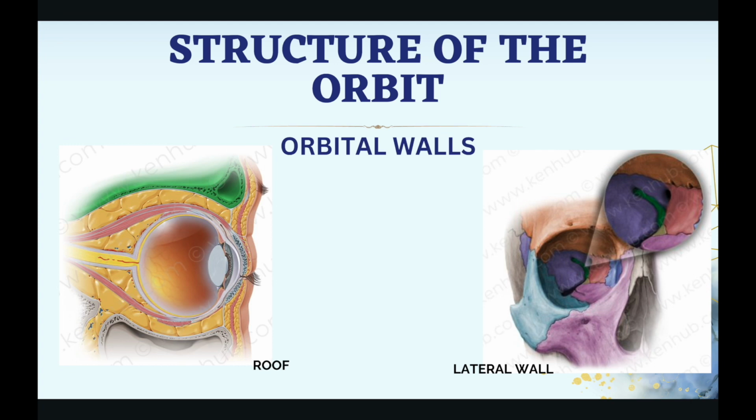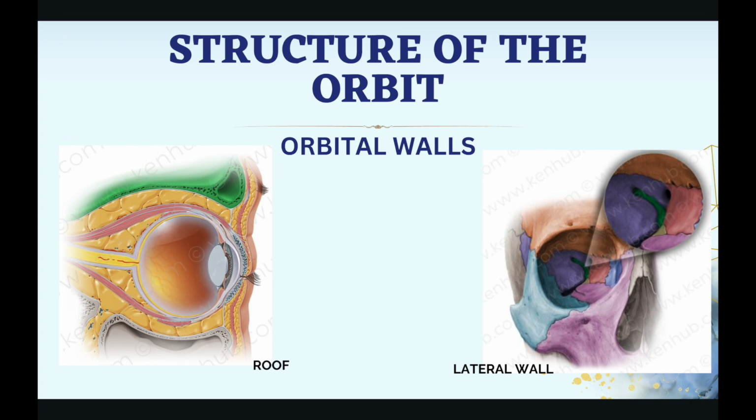Structure of the orbit. The roof or the superior wall of the orbit separates the orbit from the anterior cranial fossa and the frontal lobe of the cerebral hemisphere. The largest contributor of the roof is the orbital part of the frontal bone, while the smallest posterior portion is completed by the lesser wing of the sphenoid bone. The only important landmark of this wall is the anterior laterally located depression called the lacrimal fossa, intended for hosting the orbital part of the lacrimal gland.